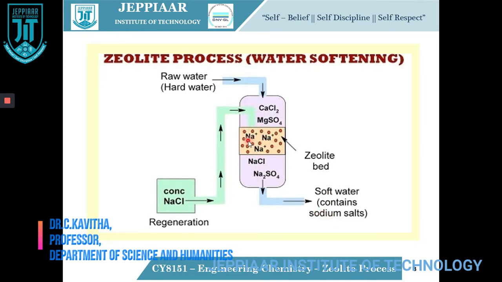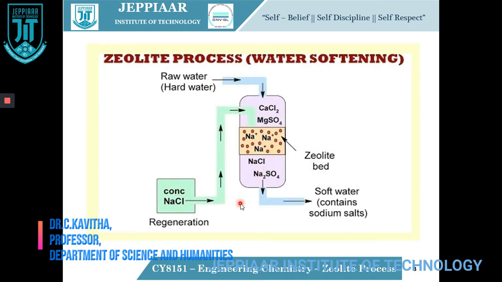After prolonged use in water treatment, the sodium zeolite will be converted into calcium and magnesium zeolite. This calcium and magnesium zeolite can be regenerated into sodium zeolite by treating it with sodium chloride solution, like a backwash method. So when we use sodium chloride with the calcium and magnesium zeolite, they react together and we regain our sodium zeolite for further use in the water softening process.